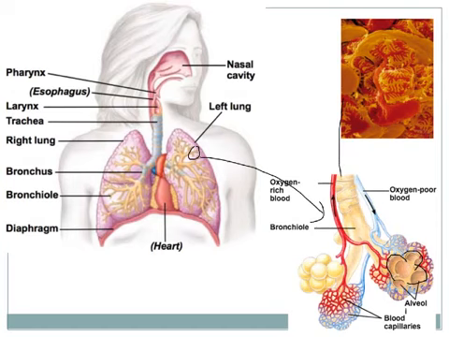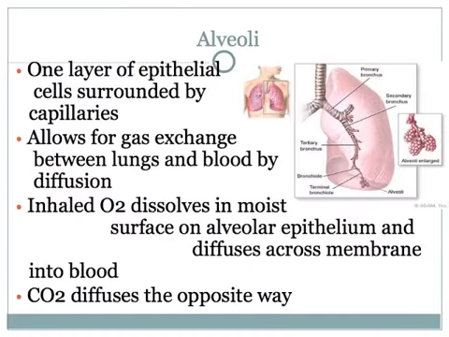So oxygen is going to come in and end up inside of these grape-like sacs, and then CO2 is going to come in from the outside and exit. Okay, so it turns out that the alveoli is just one layer thick. It's one layer of epithelial cells, and it's surrounded by capillaries. If I was doing this lecture live in class, I would say, well, why do you think it's surrounded by capillaries?